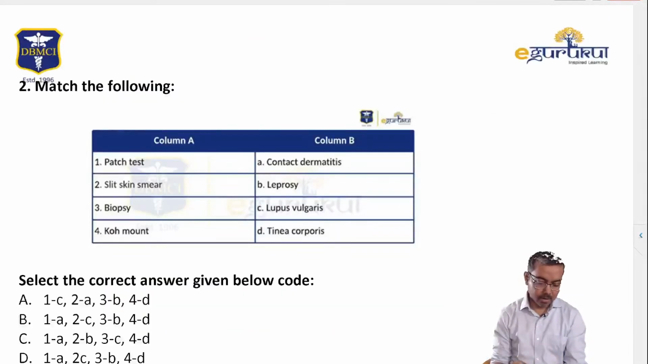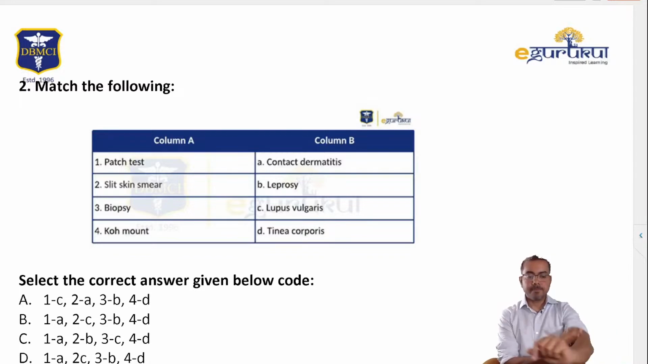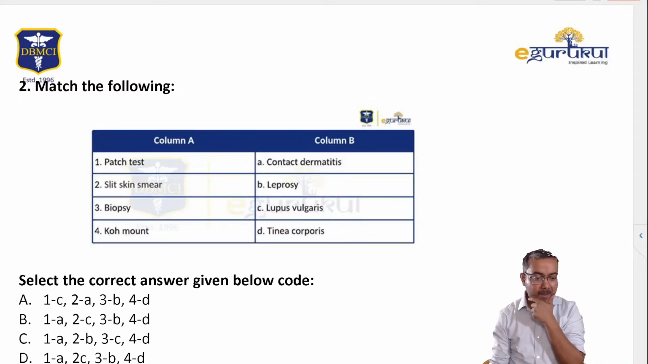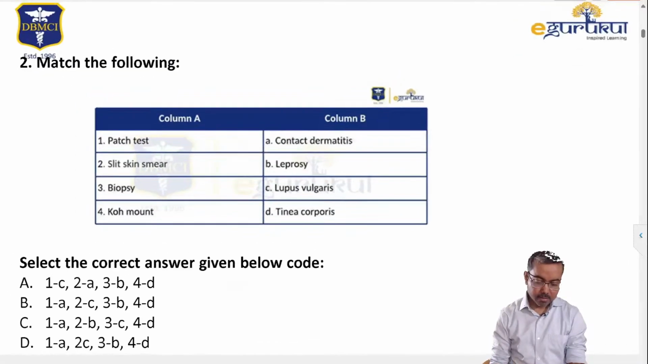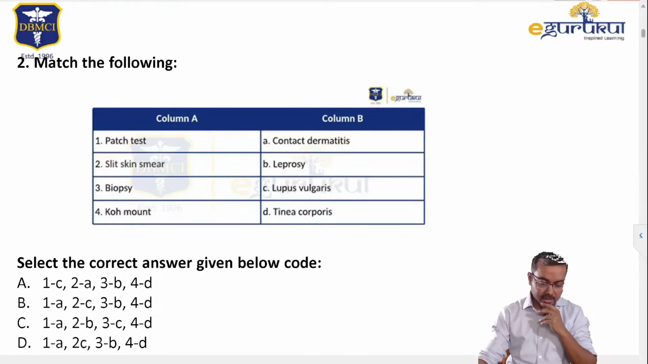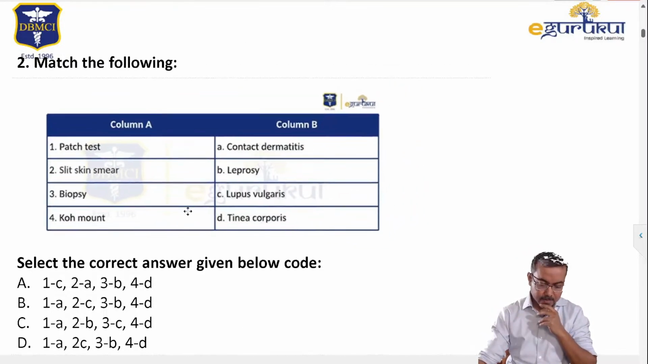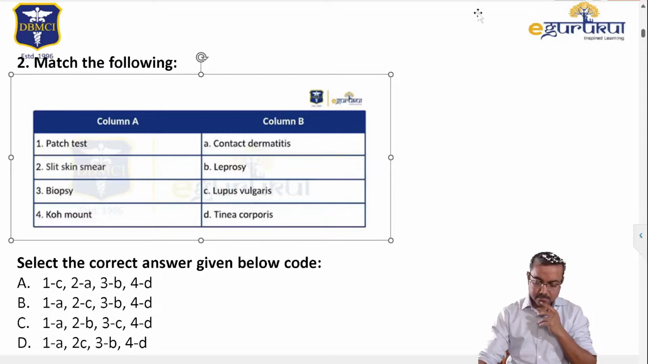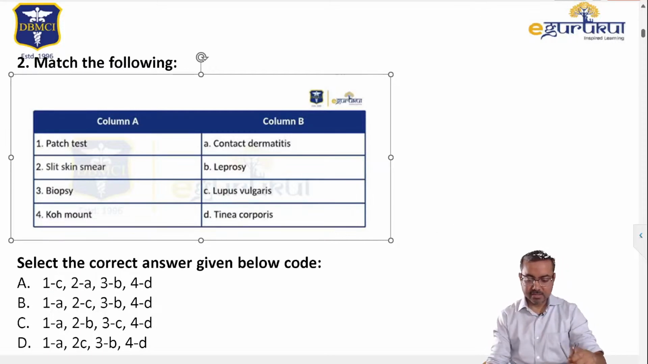Okay? Question number 2. Match the following. Read this question. Tell me the answer. I'll explain everything, but just tell me the answer now. Patch test. Okay. Now let me just read this up.